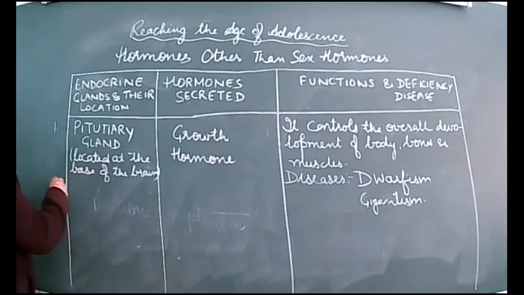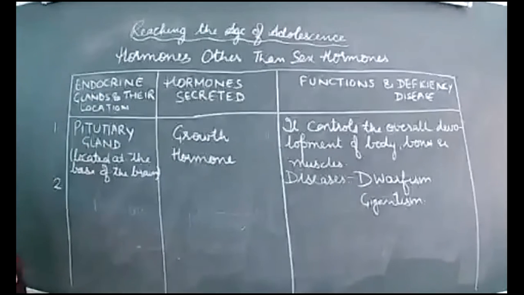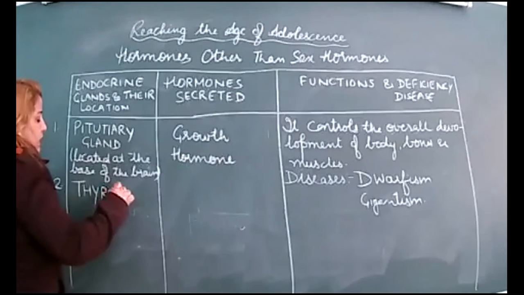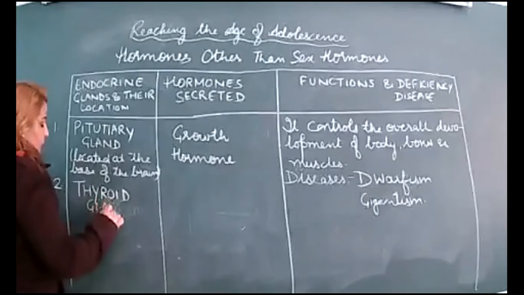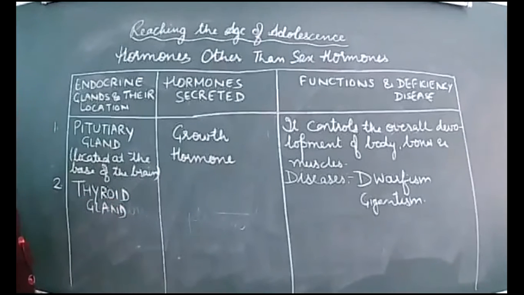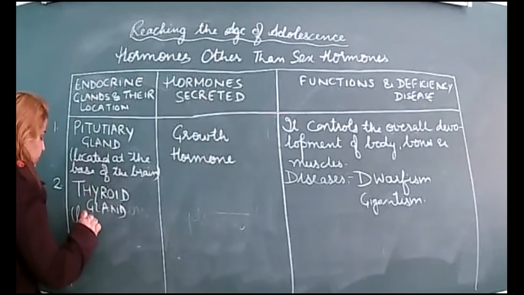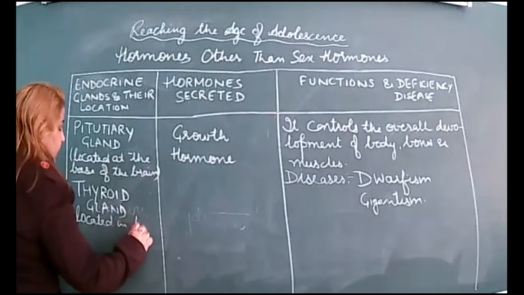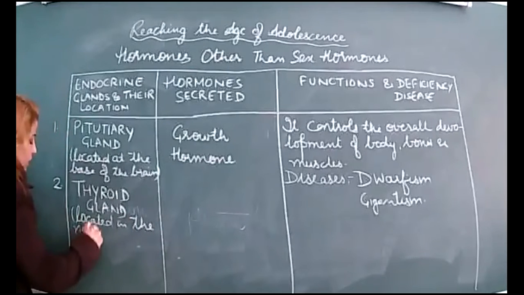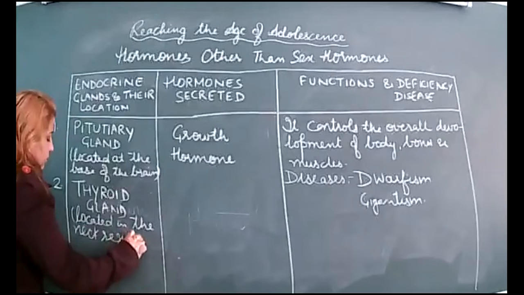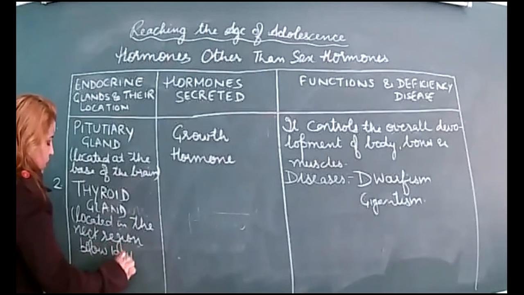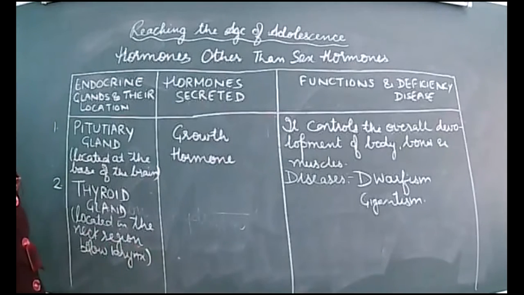No? Okay. Then the second gland is the thyroid gland. Thyroid gland. Now where is it present? It is located in the neck region below the larynx, right?